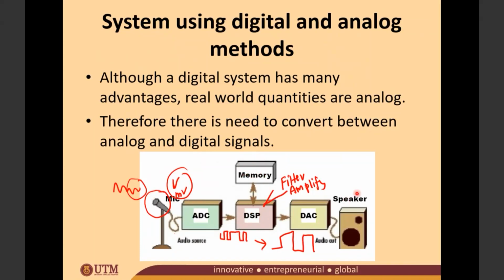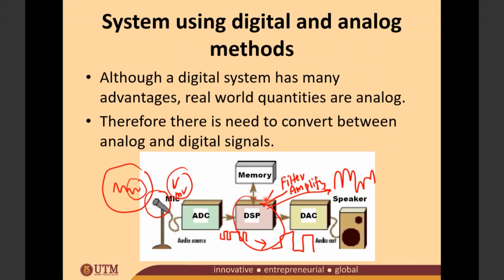And to amplify this voice, what happens here is you need to convert this digital signal back into analog form by using the DAC, the digital to analog converter. So the signal is now bigger, because you already amplified it here. After that it will go to the speaker, and the people at the back can hear what you say at the front.